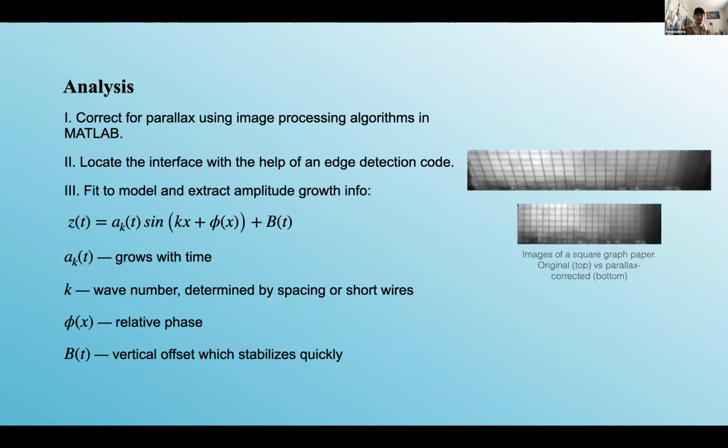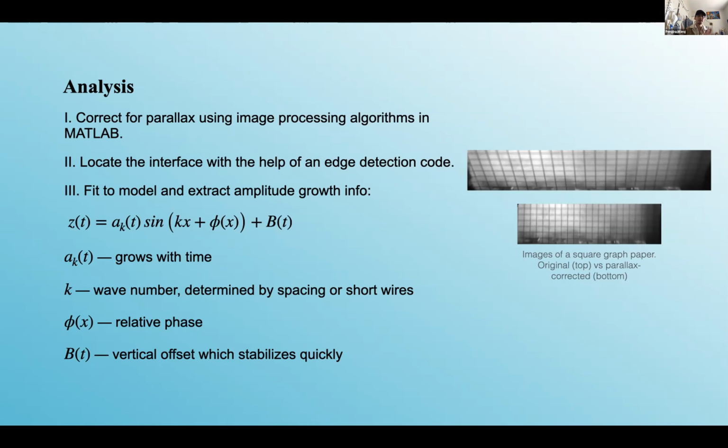So after we have the data, we move on to the analysis. The analysis consists mainly of three parts. First and foremost, the most important part, I believe, is you have to correct for parallax. The reason there is a parallax is because of the obstruction of the Faraday pole pieces on the sides. You cannot directly observe what's going on in the cell. You have to use a mirror to reflect the cell, and then that reflection is what the camera captures. The camera is situated at the very bottom of the whole setup.